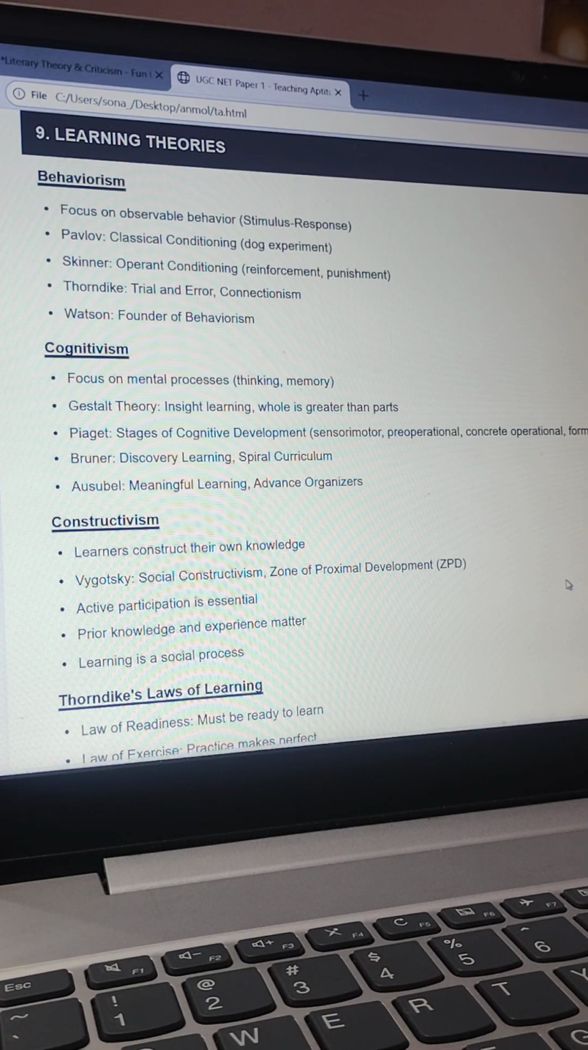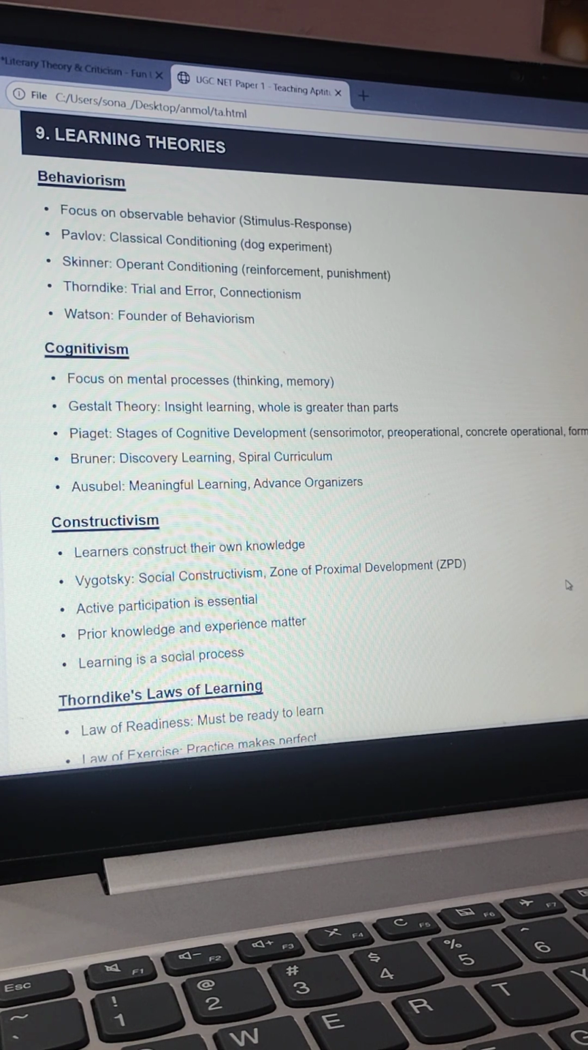Next comes constructivism. In constructivism, we discuss how learners construct their own knowledge. Vygotsky is the social constructivist who gave the zone of proximal development, in which he said active participation is essential, prior knowledge and experience matter, and learning is a social process.